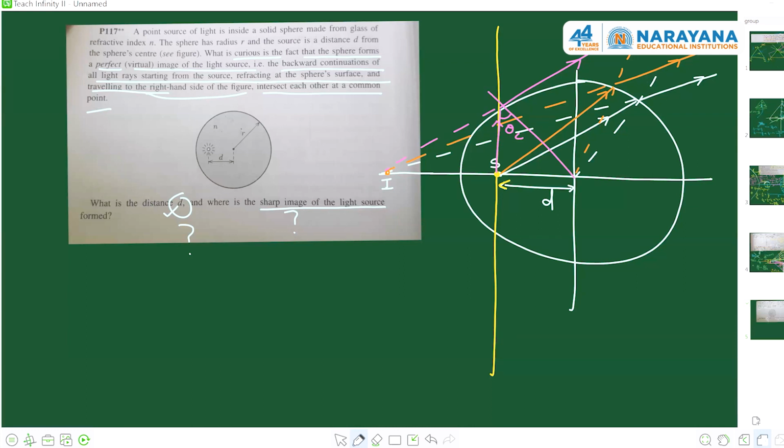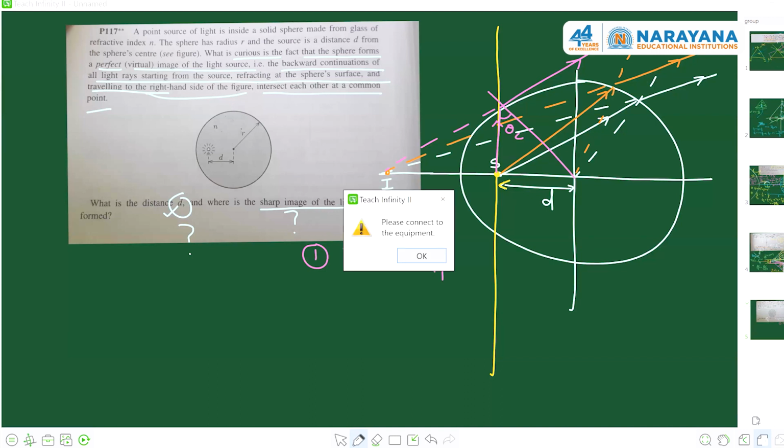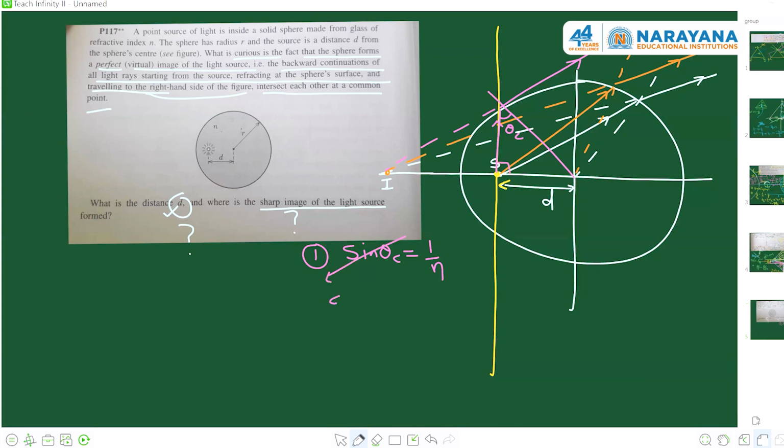Now, we want to write the possibility. When is this possible? If I just use this equation that I have written here, it tells me that sine theta c, in this problem, this much was straightforward, is 1 upon n. Now let us try to focus. We also know that sine of this angle here will be d, that is the opposite side, d upon the radius, which is r here. So d will come out as r upon n then.